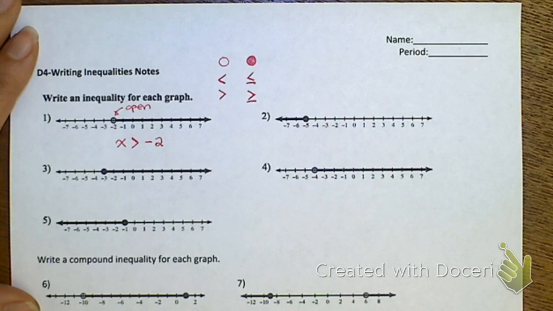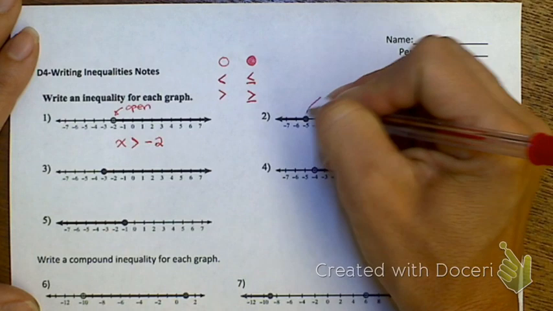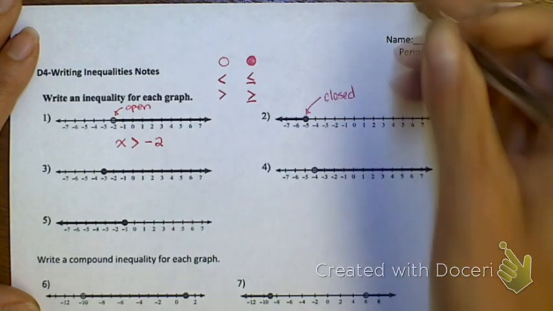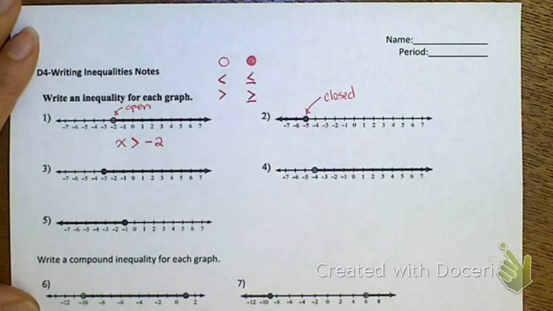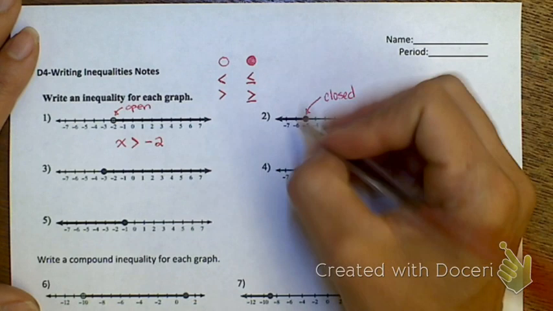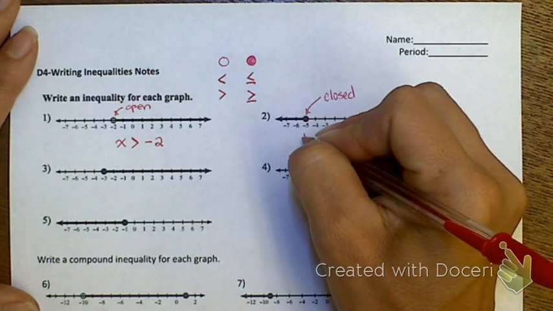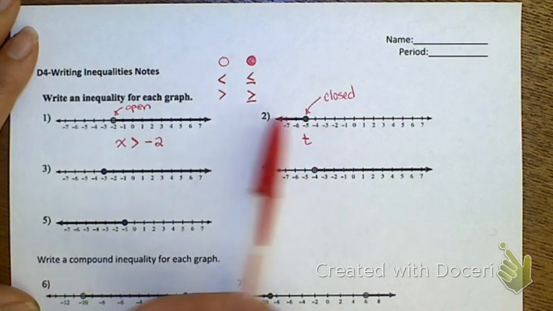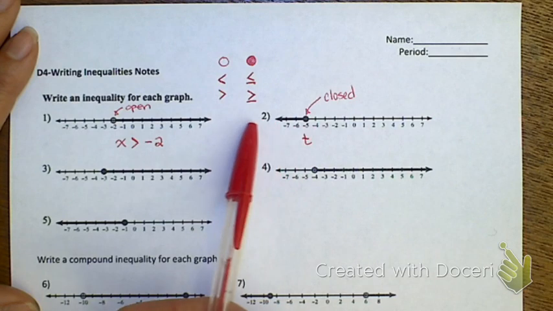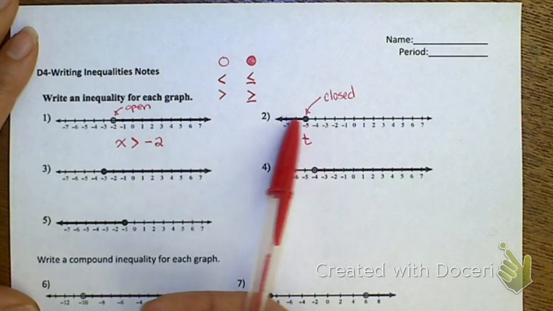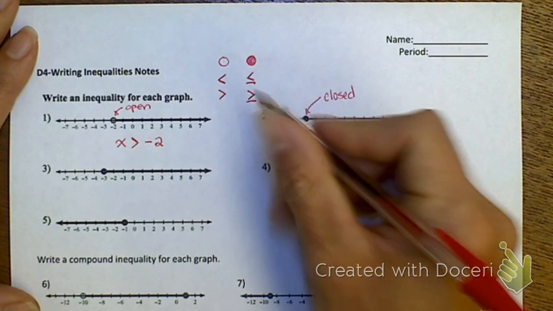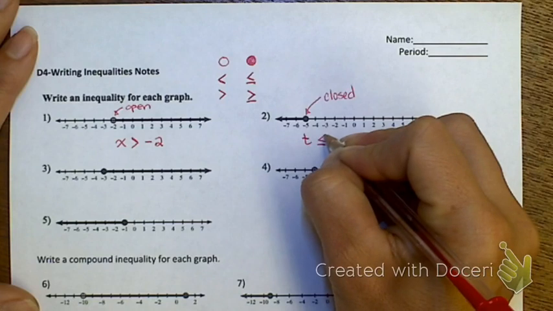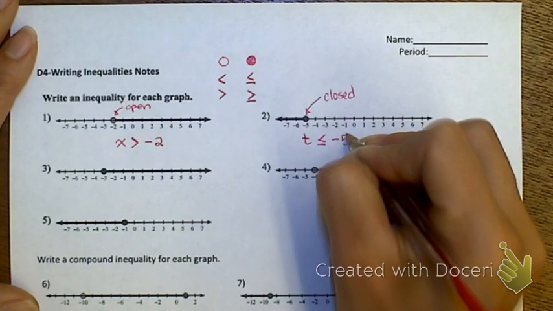Alright, let's look at example 2. This is a closed circle, so I know it's going to be one of these two inequalities. I'm going to pick a variable. It doesn't matter which variable. I can pick any letter I want. I'll use T just to change it up. I see that the arrow is going to the left, which means all of the numbers are getting more and more negative, which means they're getting to be less than -5. This symbol says less than or equal to, so I'm going to pick less than or equal to. -5 is where the dot is.